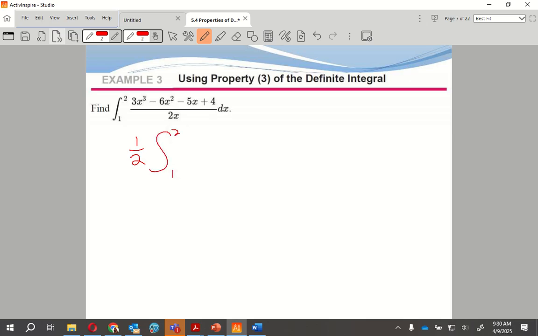Then from 1 to 2. And then I'm going to take each item and divide it by x. Each term I could divide by x. So that's going to give me 3x squared minus 6x minus 5 plus 4 over x. Now I can do each one individually.